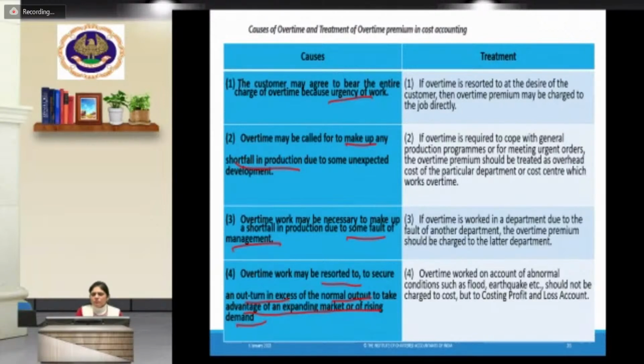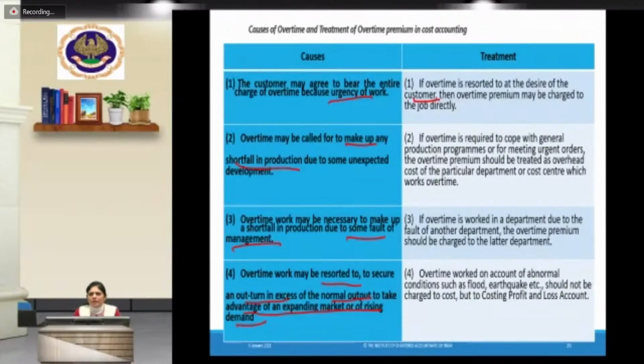Overtime may also be resorted to at the desire of the customer. Now, where should we charge the overtime payment? The normal wage rate will be charged to normal production if it is a direct cost, and to overheads if it's indirect. But where exactly should we charge the overtime? Let us say we have received an order from a customer, and that customer wants it urgently. Then that overtime cost will be charged to that customer's job only.